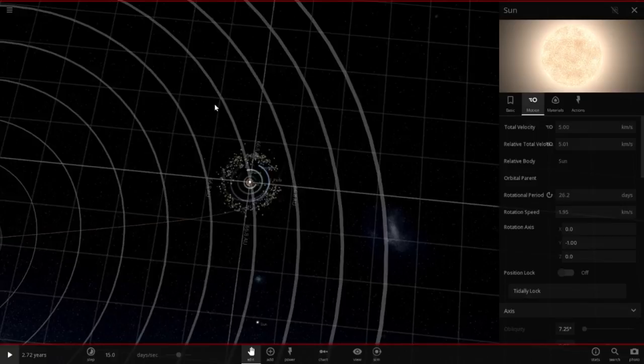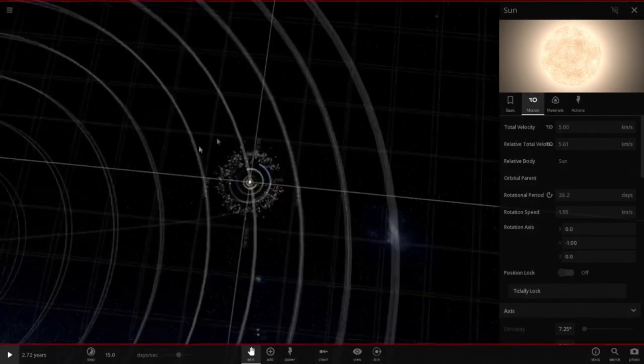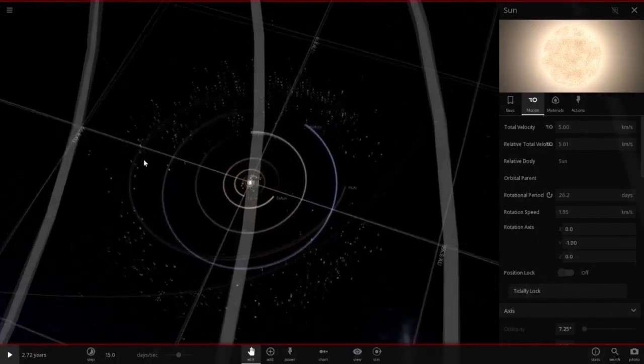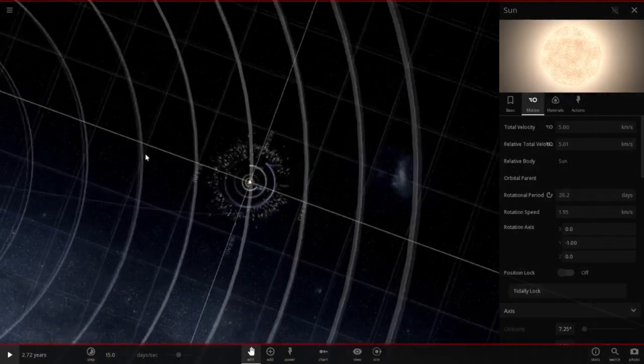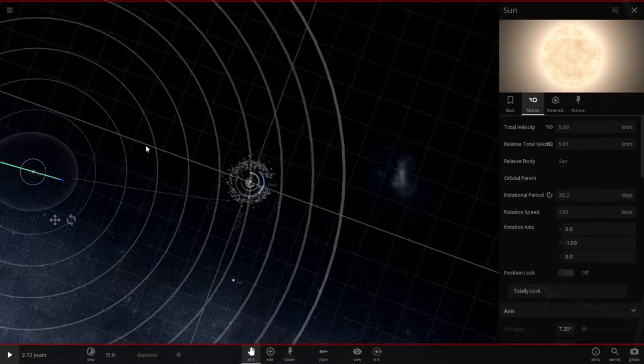I want to find the minimum point, the borderline point. I want to find the borderline case where Saturn is flung out. How about that? That's what I want to find. The borderline case where Saturn is flung out by this, or seriously perturbed enough to, like, get captured by it.